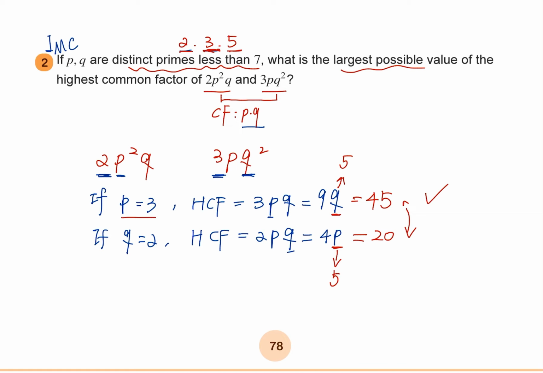Okay, therefore, the final answer for this question, the largest possible value of the highest common factor, is 45. And that is when p is 3 and q is 5.